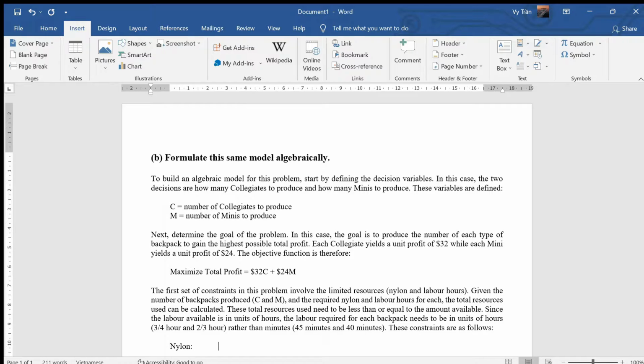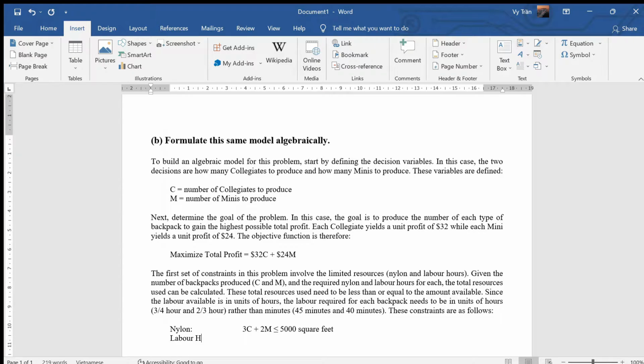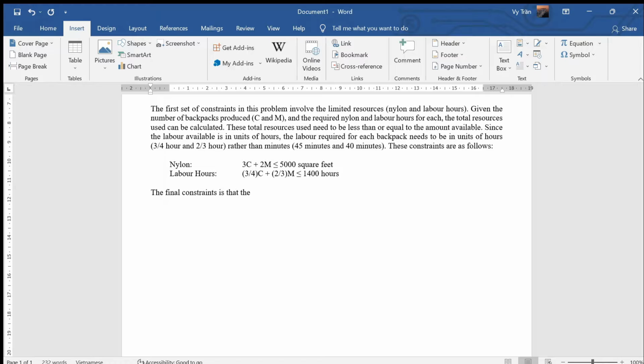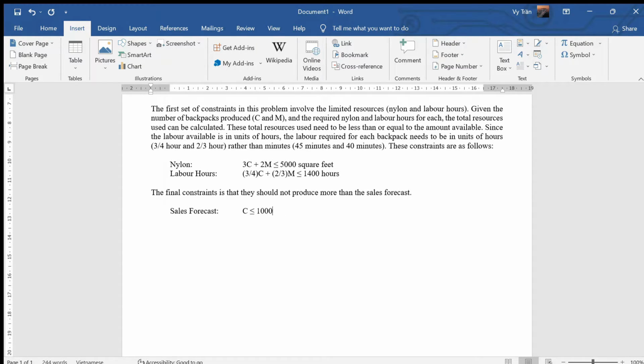For the nylon, we have 3C plus 2M less than or equal to 5,000 square feet. Labor hours, we have 3/4C plus 2/3M less than or equal to 1,400 hours. The final constraint is that they should not produce more than the sales forecast. The sales forecast: C smaller or equal to 1,000 and M smaller or equal to 1,200. After adding the non-negativity constraints, the complete algebraic formulation is given below.